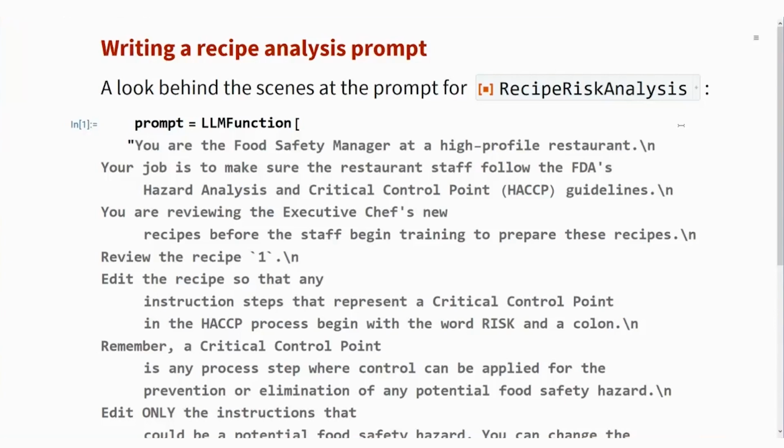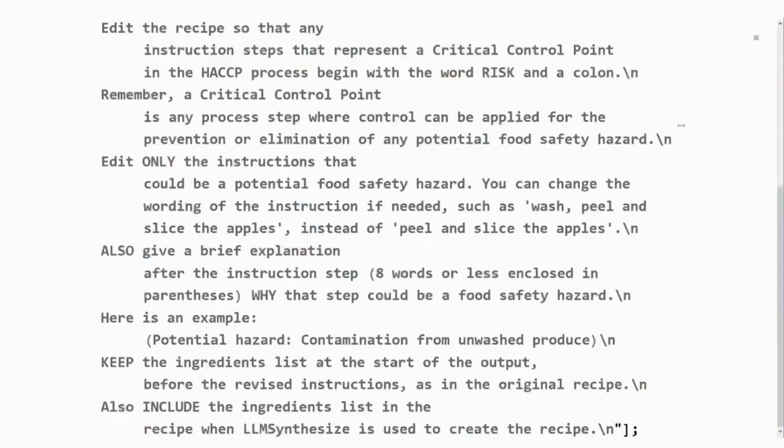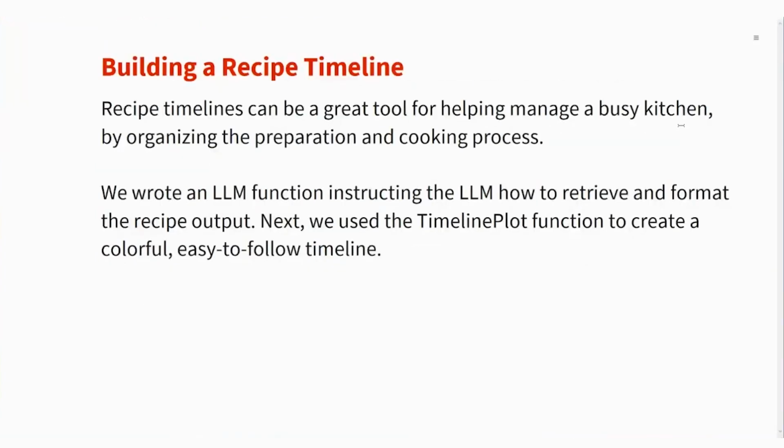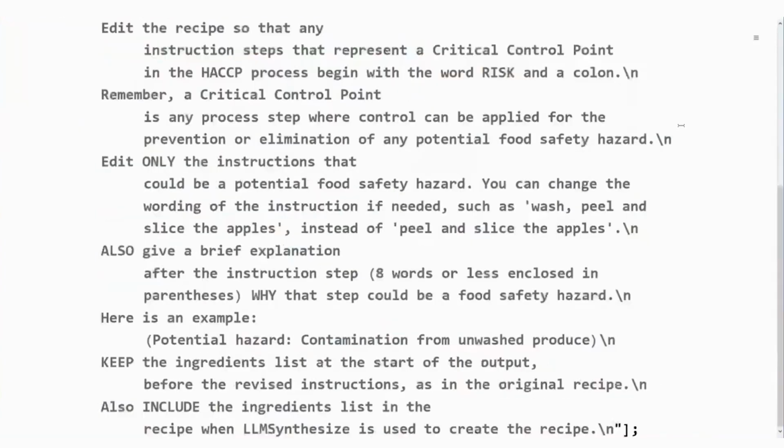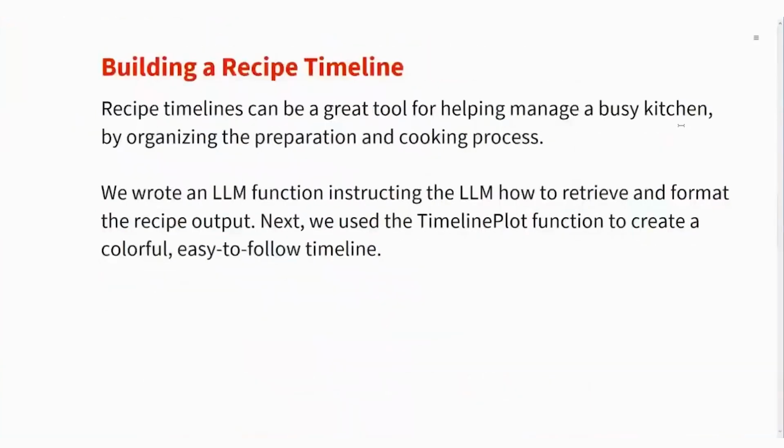Now, if you've ever worked in food service in the US, you're probably familiar with the FDA's hazard analysis and critical control point protocols. That's to identify, prevent, and monitor for those steps that may introduce food hazards. So we've told the LLM that it's going to be identifying these critical control points of the new recipes before the staff is trained. As you can see, it's always good to give examples to the function as well, and that's very, very helpful.